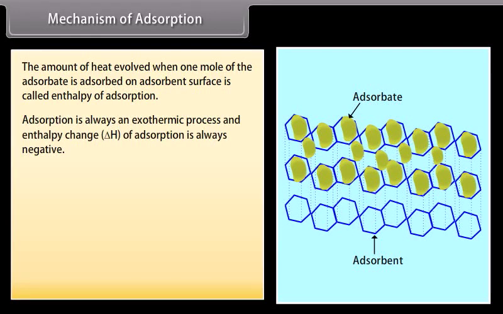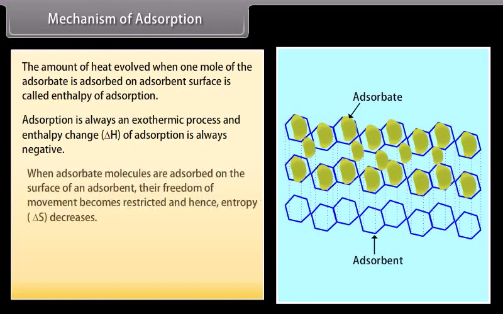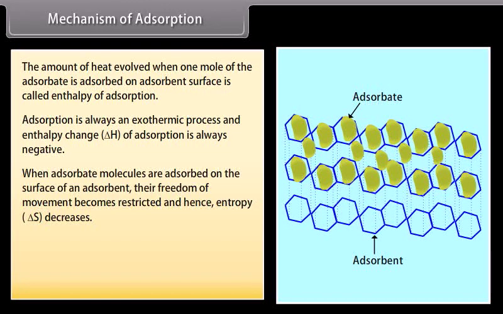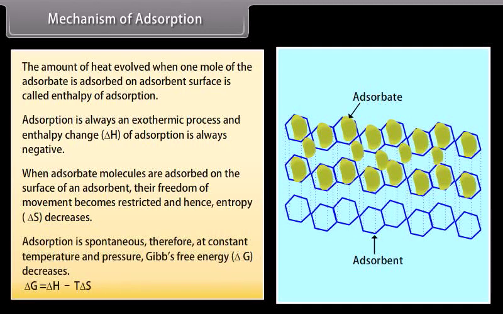Adsorption is always an exothermic process, and enthalpy change of adsorption is always negative. When adsorbate molecules are adsorbed on the surface of an adsorbent, their freedom of movement becomes restricted and hence entropy decreases. Adsorption is spontaneous. Therefore, at constant temperature and pressure, Gibbs free energy decreases. Delta G is equal to delta H minus T delta S.